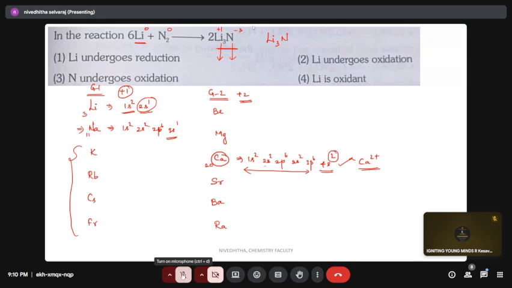So now tell me what is happening. Lithium, from zero oxidation state, is getting converted into +1 oxidation state. Nitrogen, from zero oxidation state, is getting converted into 3- oxidation state. So which is getting oxidized and which is getting reduced? Lithium is oxidized, nitrogen is reduced. Yes. So could you please tell me the right option?